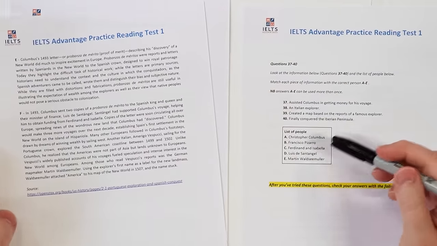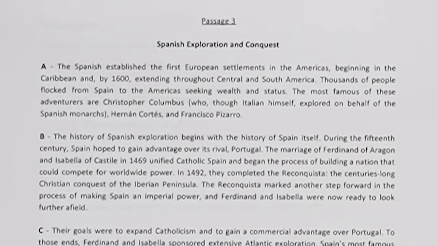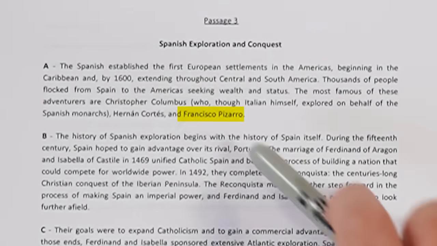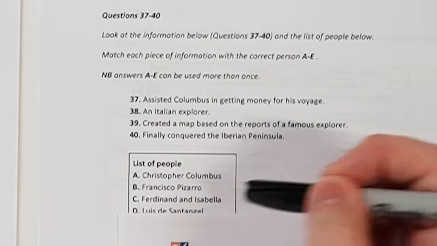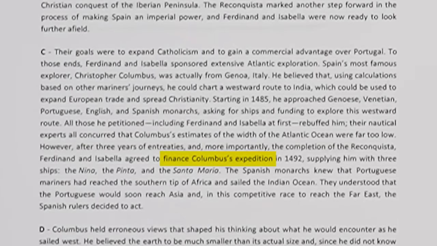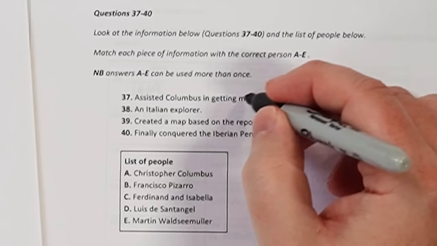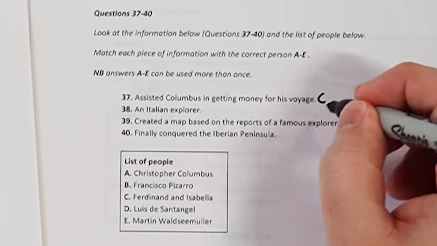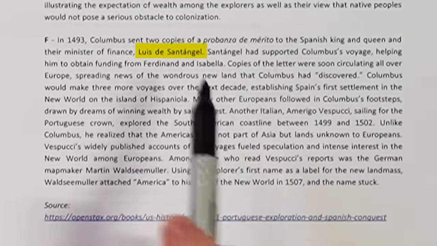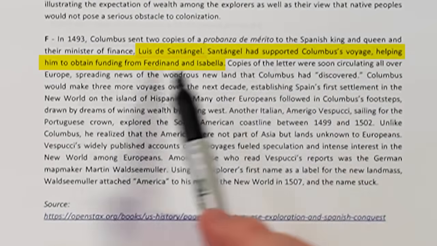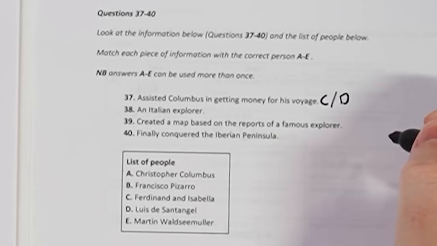Let's narrow it down a little bit by finding people who are not mentioned all over the place. So Francisco Pizarro. Francisco is mentioned here. He's only really mentioned here, so again, we're moving on. Ferdinand and Isabella. So they were the king and queen. They financed Columbus's expedition. Assisted, so that is C. All right. Louis de Santangel. Who was scanning for Louis. It's Louis de Santangel sent two copies. He also helped Columbus obtain funding. So this could be D as well.